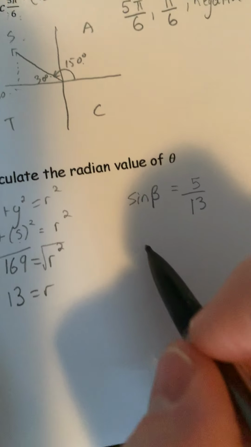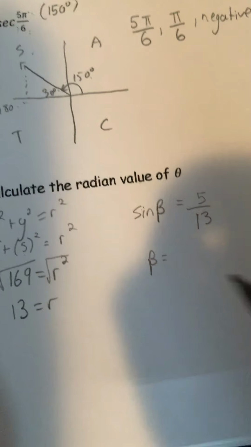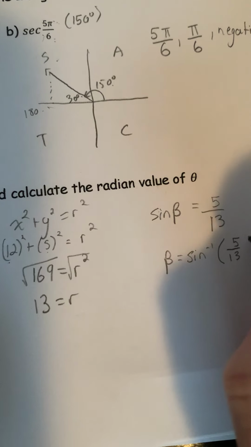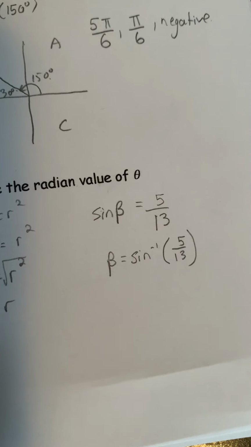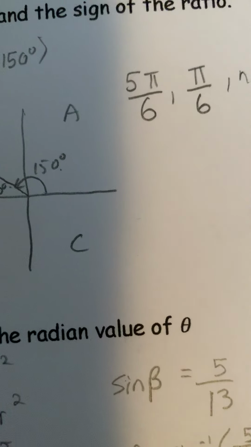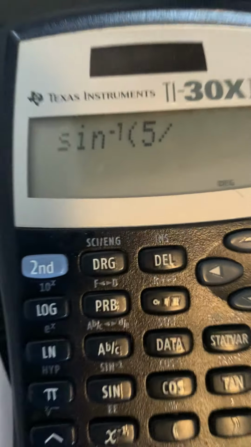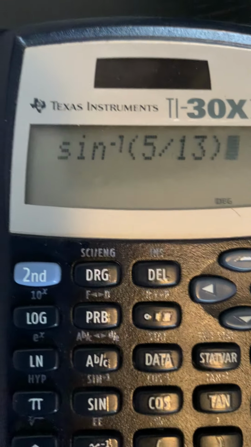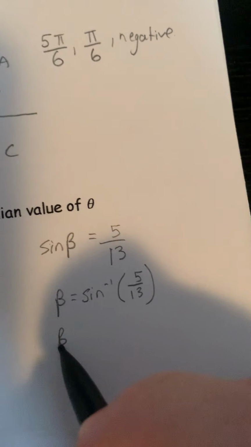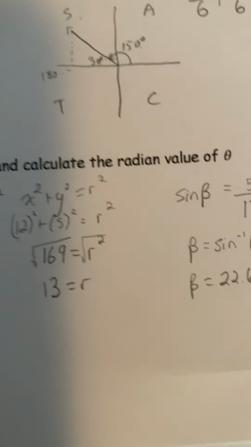Recall, when you're finding the angle, you bring your sine over and it becomes inverse. Whenever you're looking for an angle, you need to have the inverse function. So we have sine inverse of 5 divided by 13. I'll plug that in my calculator. The second function, sine, 5 divided by 13 gives me 22.6. So our beta is 22.6 degrees. It doesn't say to round.